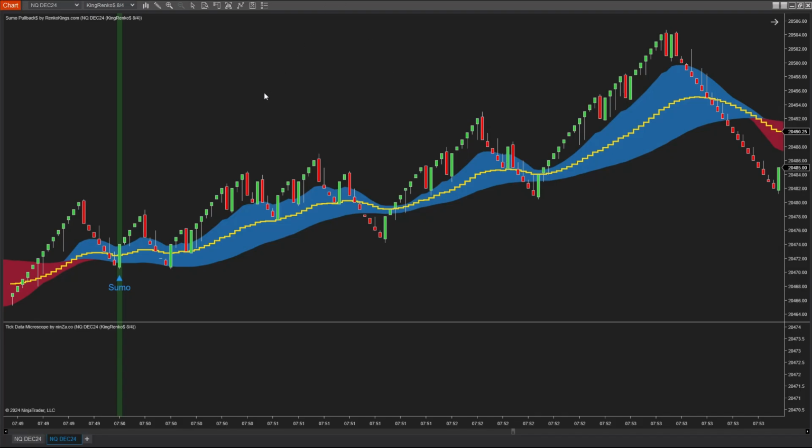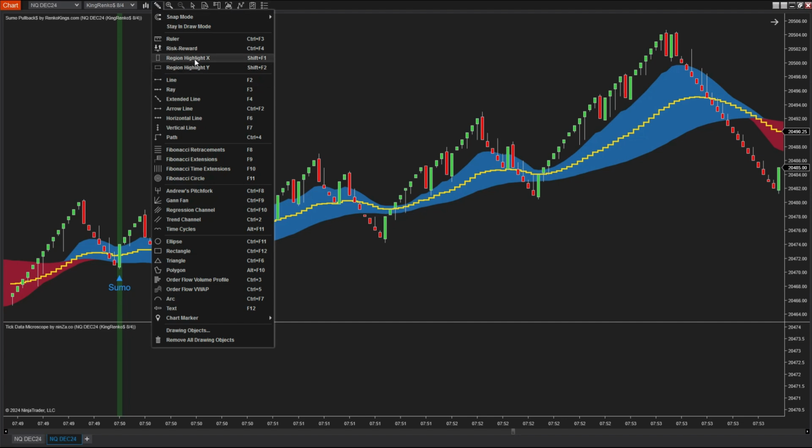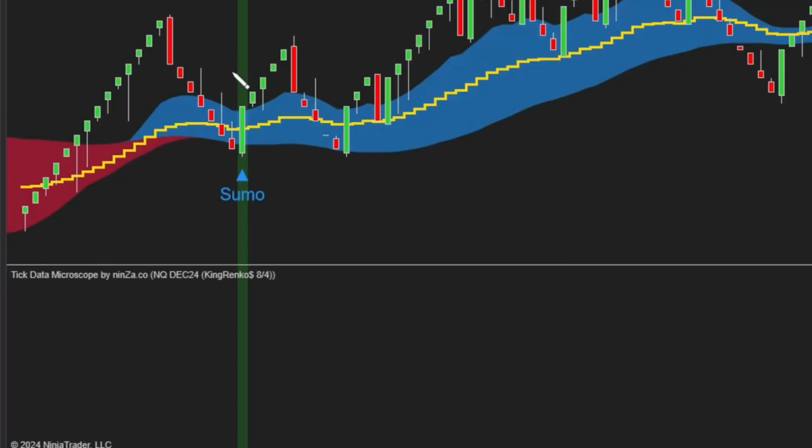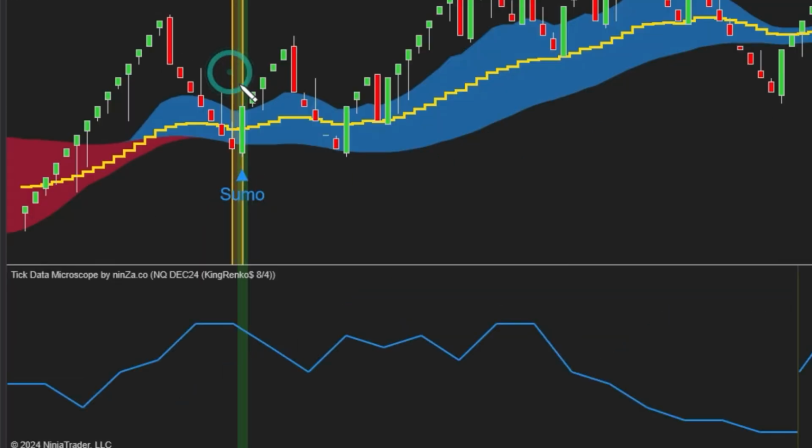First, let's dive into an example of how to enhance the reliability of the Tick Data Microscope indicator. We'll start by using a straightforward NT8 tool that we've integrated with Tick Data Microscope Region Highlight X to select the candlestick we want to analyze. However, if you're trading live, you can simply set it to automatic mode, and it will automatically highlight the current candlesticks, making it easier for you to analyze them on the fly. This way, you can focus on the most relevant data without getting bogged down in manual selection.